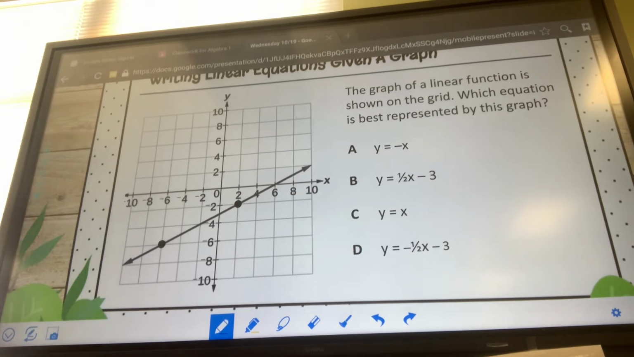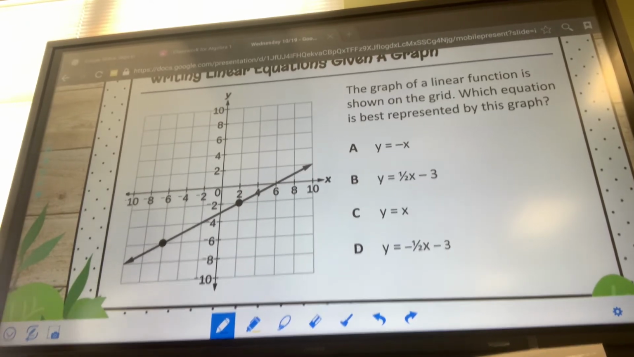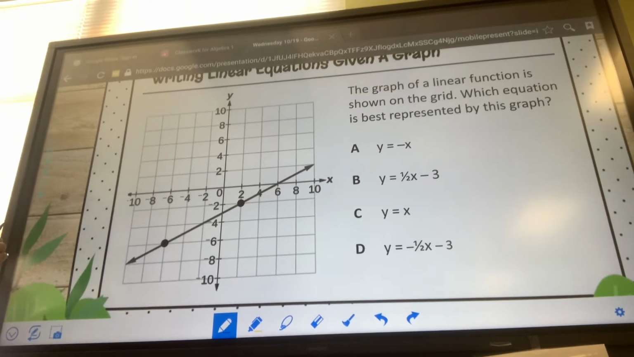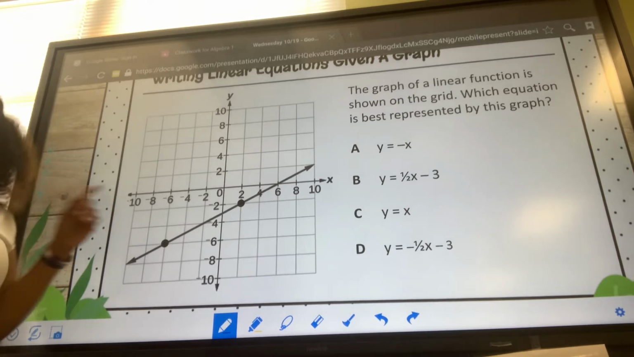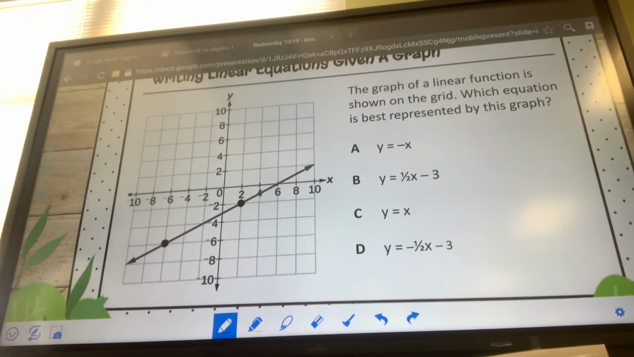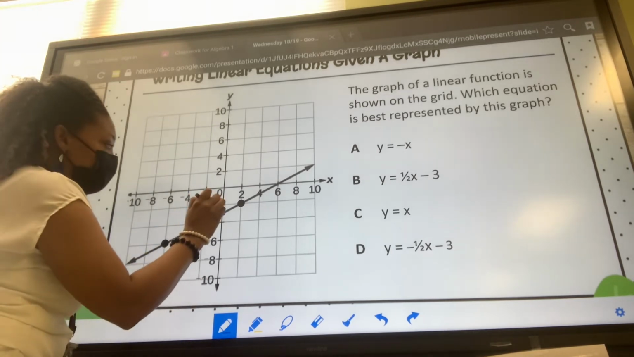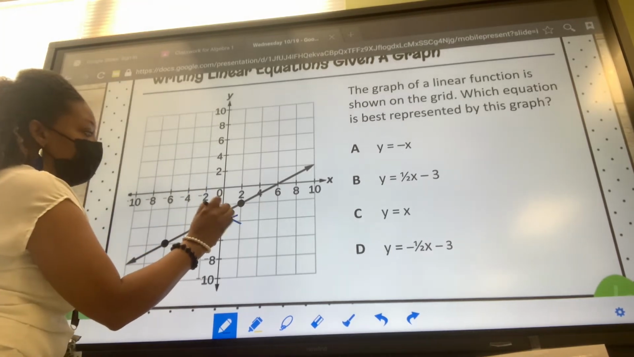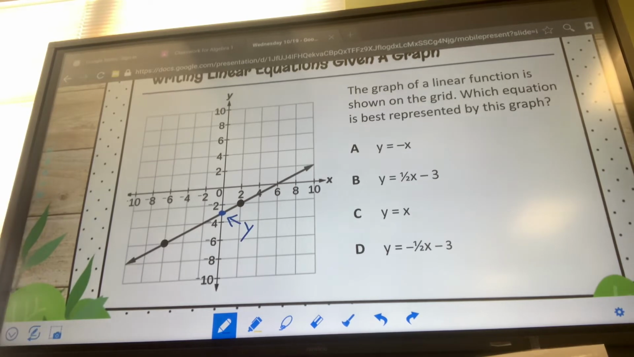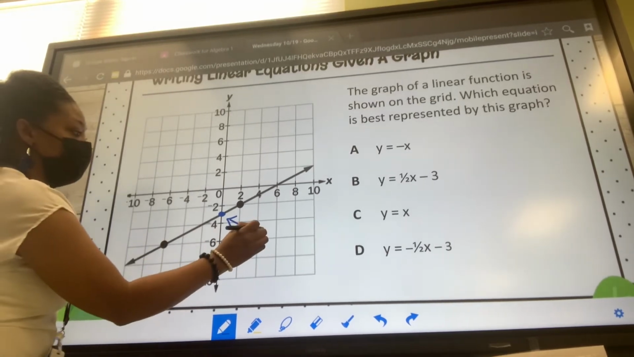All right, we are writing equations from tables, graphs, and verbal descriptions. What's the easiest thing to see on the graph? What specific point can we see on this graph? That's what I'm looking for, the y-intercept. So if this is my y-axis, the line touches right here. There is my y-intercept.